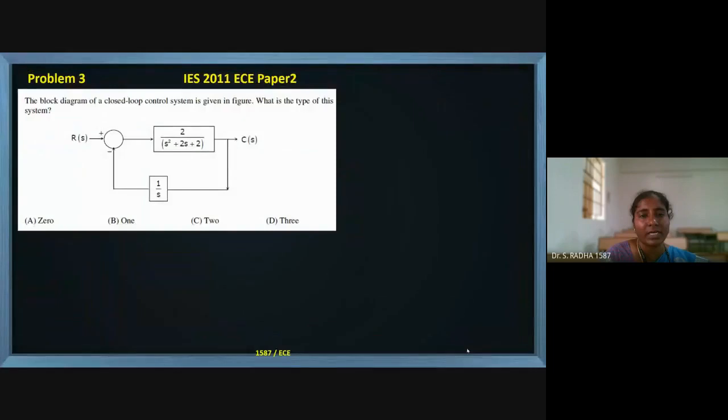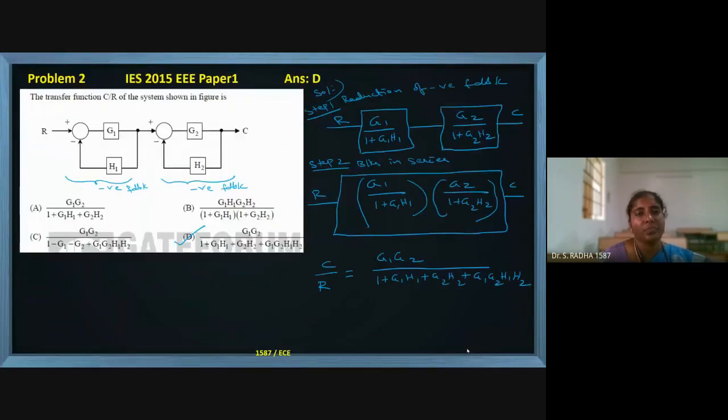Now this is the next problem. In the previous problem we did reduction of negative feedback in the first step, and combining blocks in series in the second step. The final answer, option D, is the correct answer. I am going to the next problem.